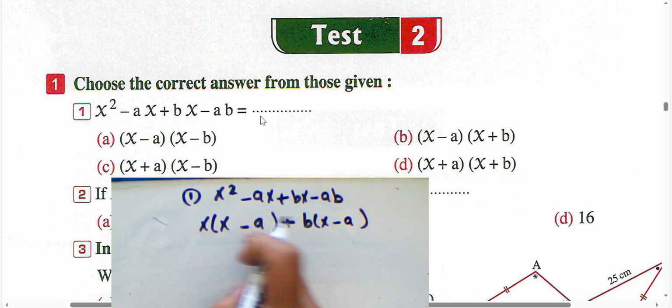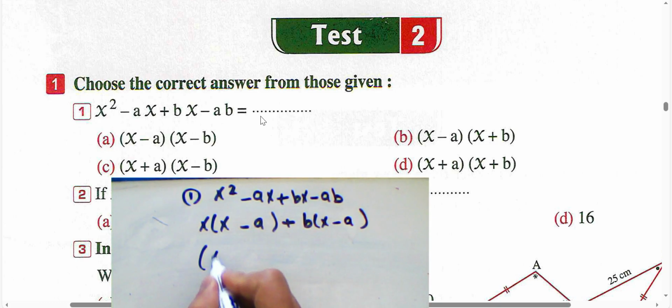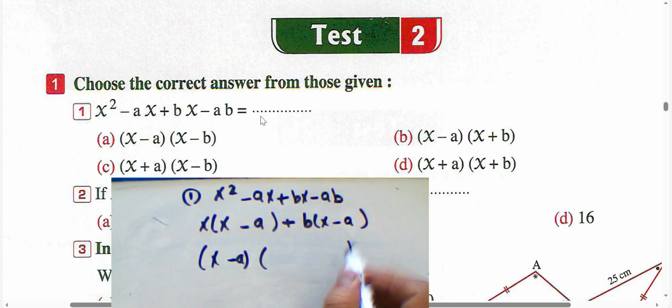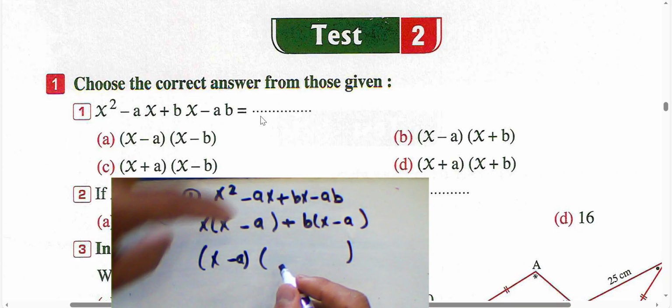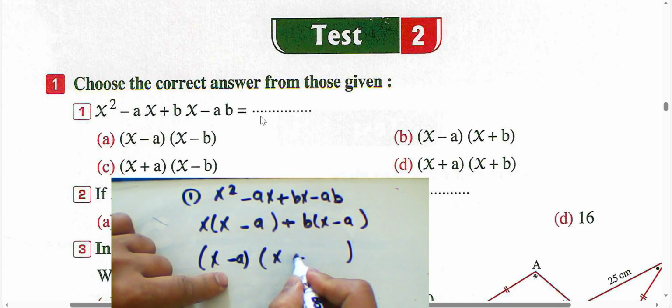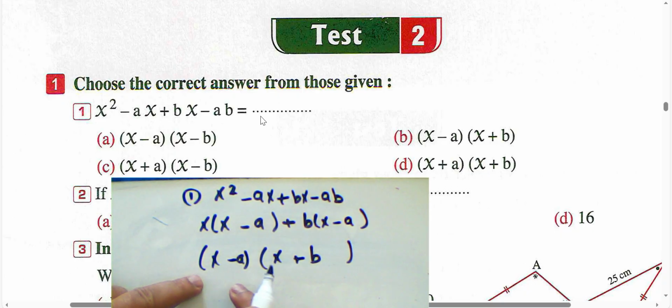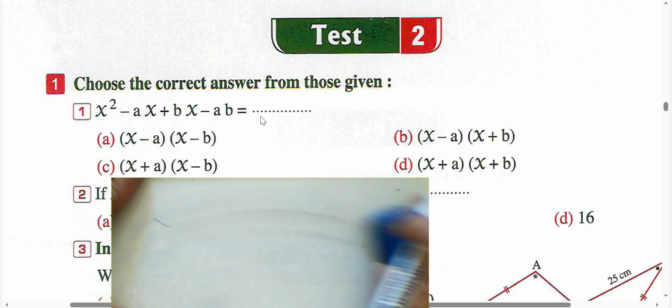And then we have x minus a repeating, right? x minus a is the common factor between two expressions. This expression divided by x minus a equal x, and this expression divided by x minus a equal b. Then the answer will be x minus a product by x plus b. Choose letter B. Okay, understood.